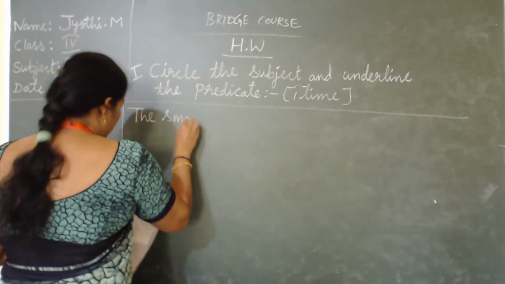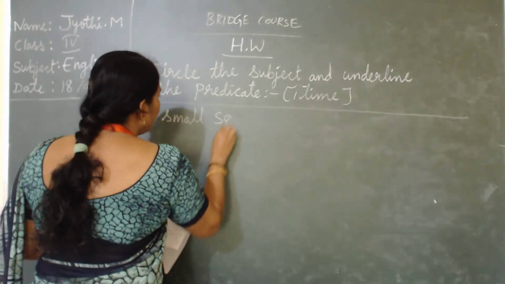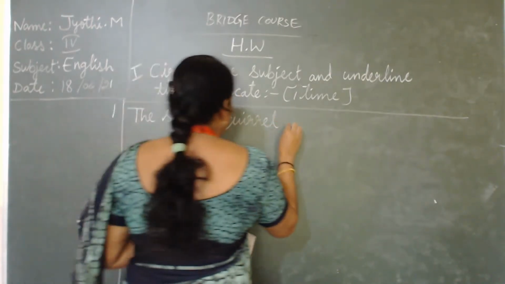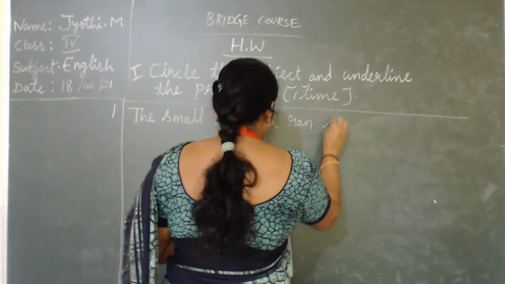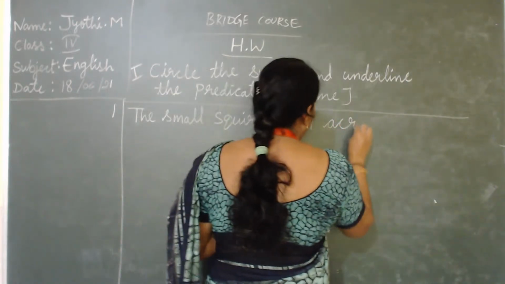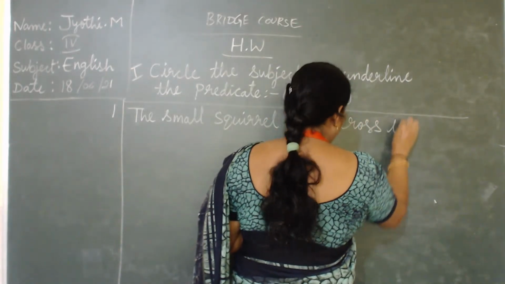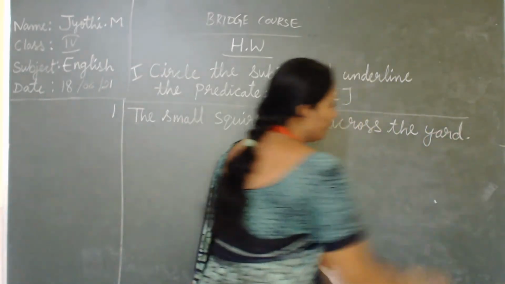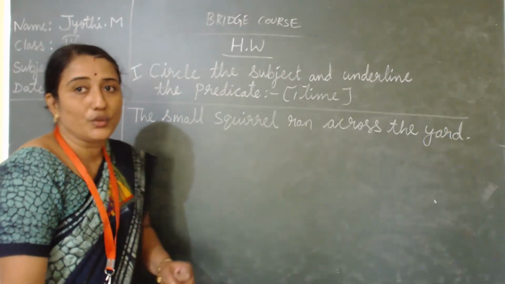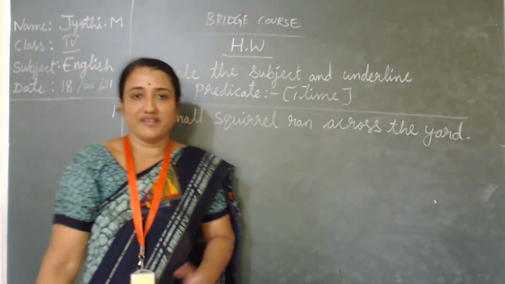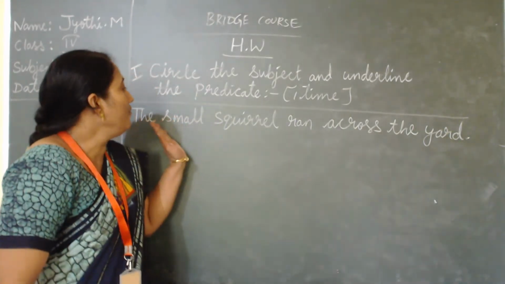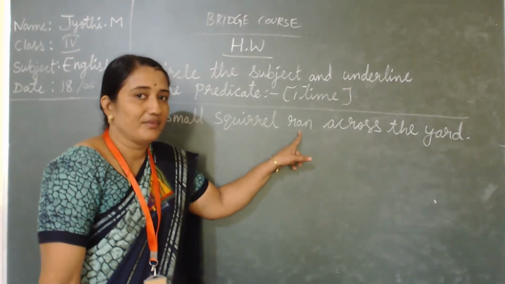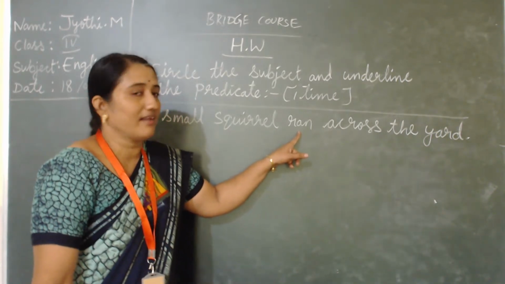The small squirrel ran across the yard. In that example, I told you Anjali jumped over the fence. Jumping was the action. Now here, ran. It is the past tense of run. Run, past tense is ran.